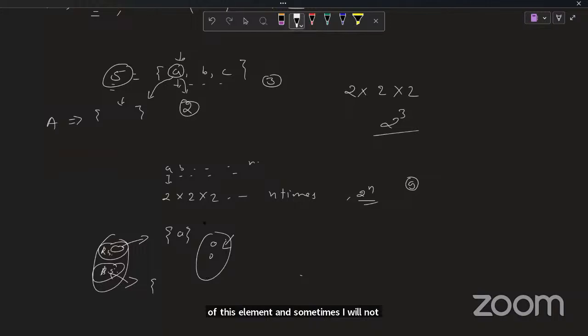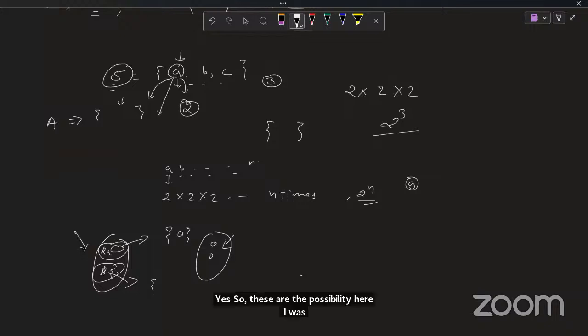Right? In the set example, if I am making the subset, sometimes I am not taking any element. Sometimes I am taking only one element. And sometimes, when it's cold, you take both the shirts. So these are the possibilities I was neglecting. Now I have to consider all those possibilities. Now you understood? Yes, sir.